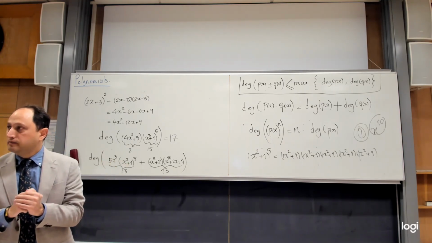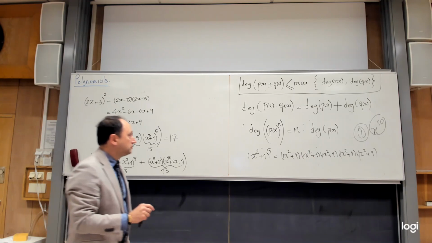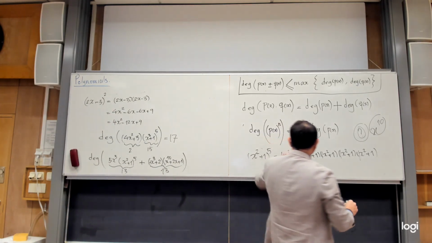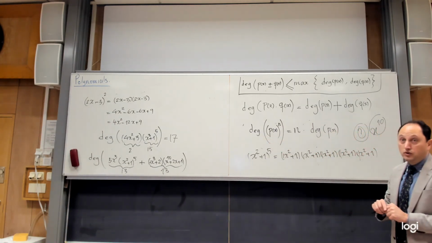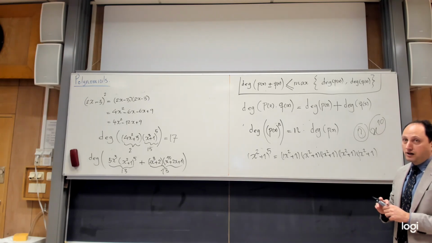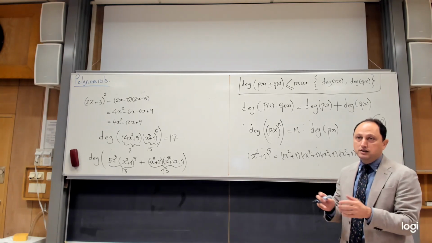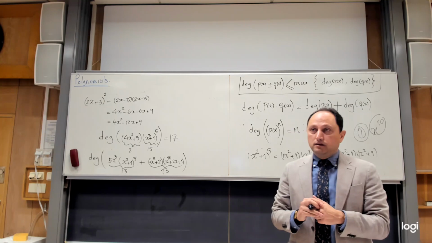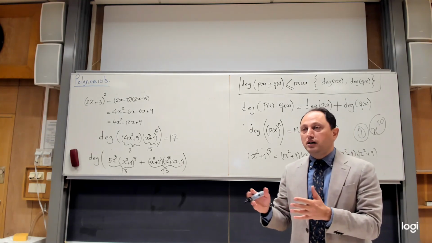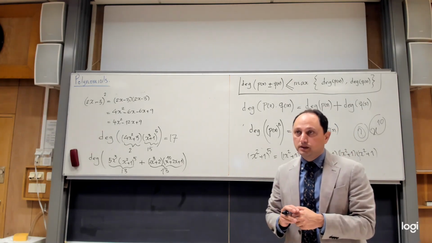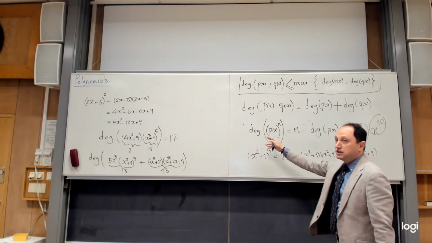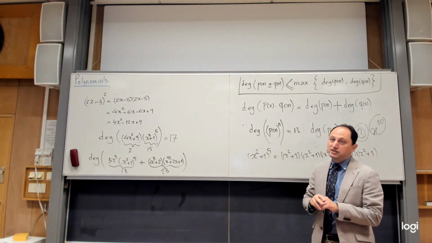But we can ask about the formula, degree of px to the power of n. What if n was negative? No. I'm not talking about negative powers. Why don't we talk about negative powers? Because negative powers means just 1 over, and this is not a polynomial anymore. So I only talk about degree of polynomials, not algebraic expressions.